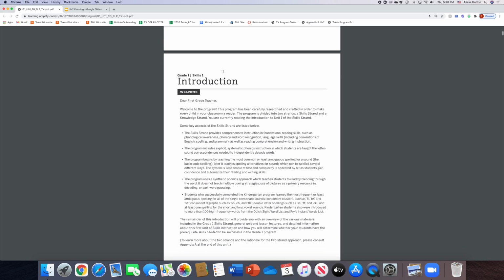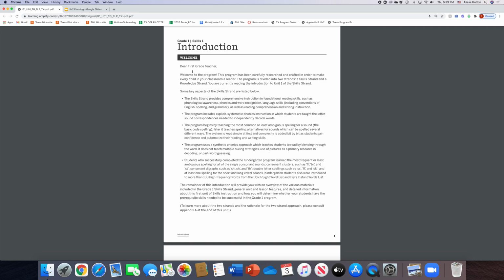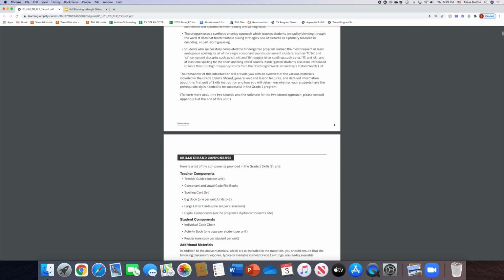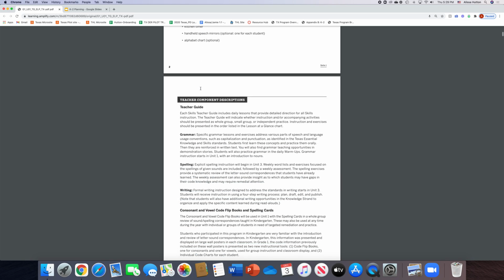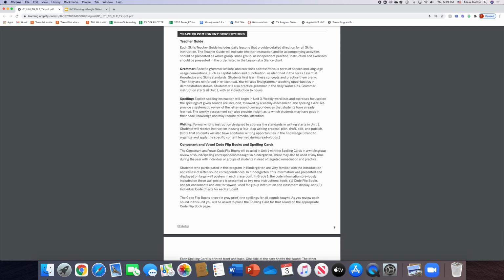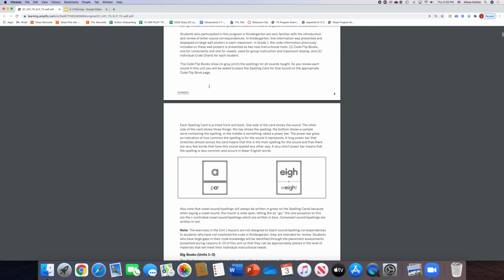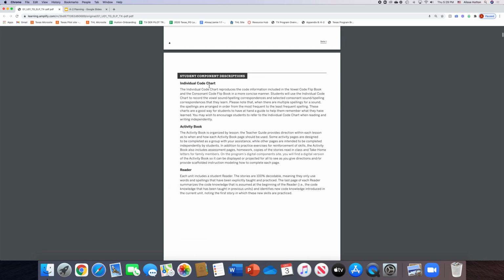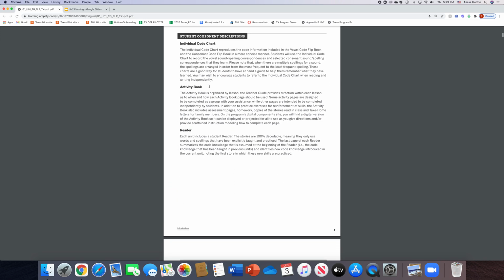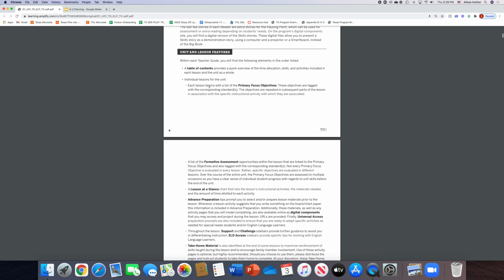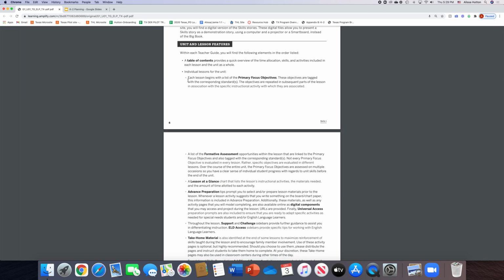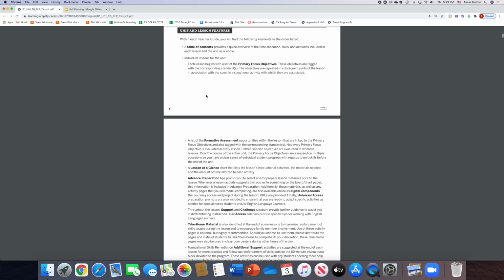The beginning part of the unit introduction starts with a welcome letter to you. It highlights the key aspects of the skills strand that you will be teaching. It also looks at the different components that are included in each skills strand. It goes on to break down those components into teacher components with descriptions of those, and student components, including those descriptions as well. Some other pieces that are included in the unit introduction are different unit and lesson features that you will see throughout your teacher guide.